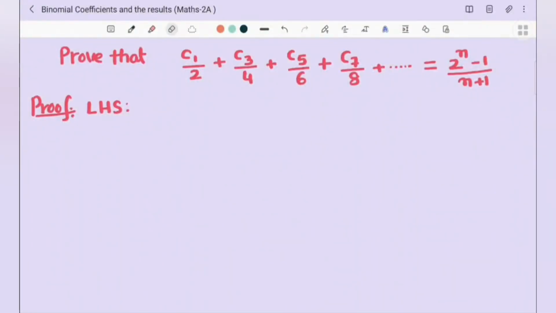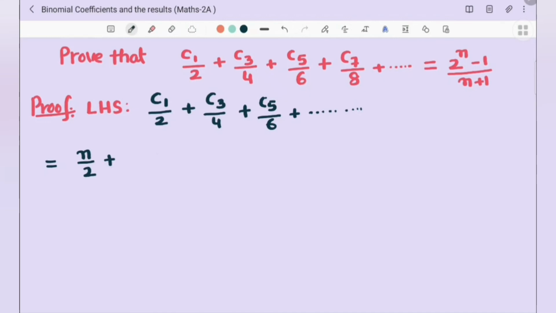Prove that C1 by 2 plus C3 by 4 plus C5 by 6 plus C7 by 8 plus and so on equal to 2 power n minus 1 divided by n plus 1. Now consider LHS. C1 by 2 plus C3 by 4 plus C5 by 6 plus and so on. C1, that means nC1. nC1 means n. n by 2.